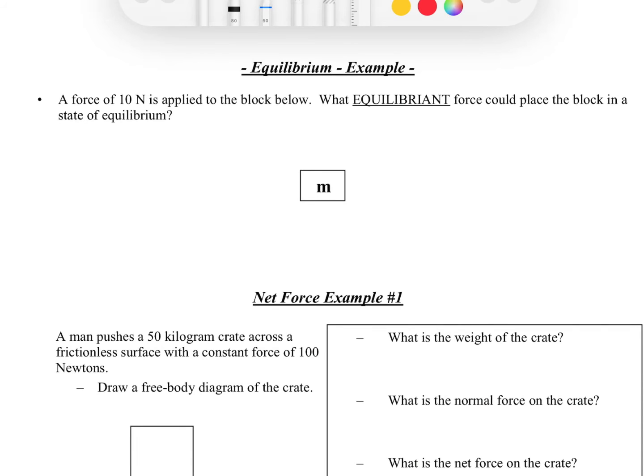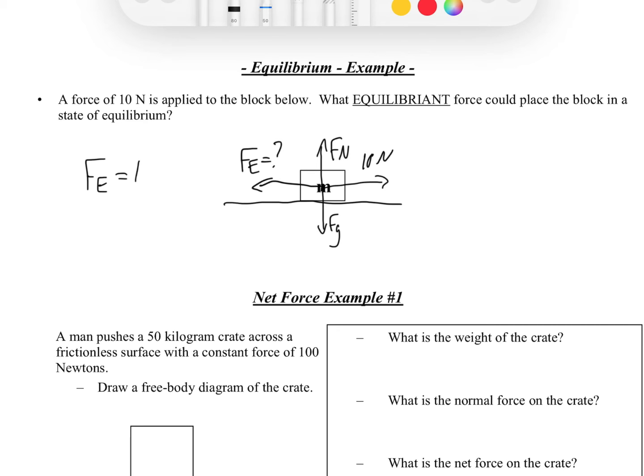All right, so let's take a look at an example in which we have to solve for our equilibrant force. So we have this mass here, and let's assume it's on some sort of frictionless ground. So we always have the force of gravity pulling it down, and some normal force from the ground pushing it up. Since it's not floating up into the air or sinking into the ground, these two forces are balanced. Then we have a force of 10 newtons going to the right. So we need to find out what this equilibrant force is equal to. So if we want an equilibrium, then our equilibrant force will have to be equal and opposite to the other one, so it will have to be 10 newtons.